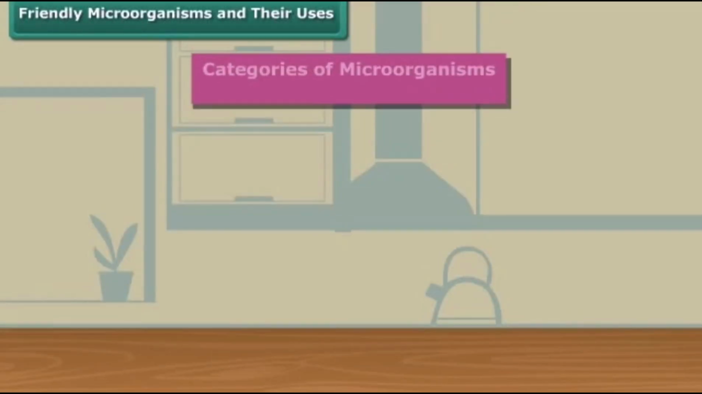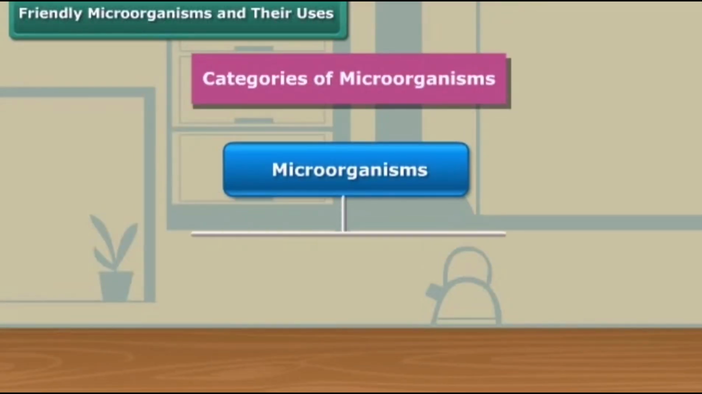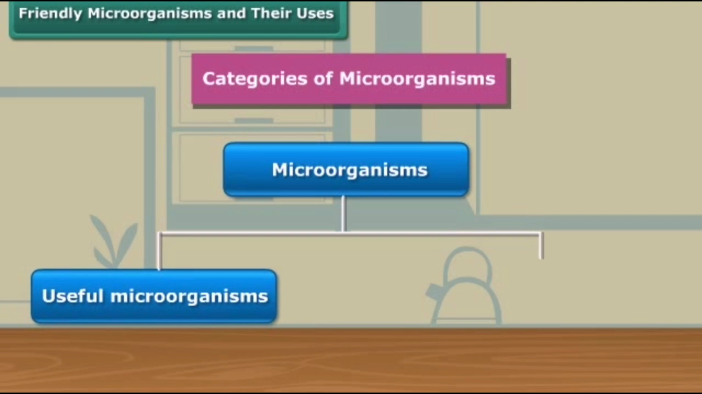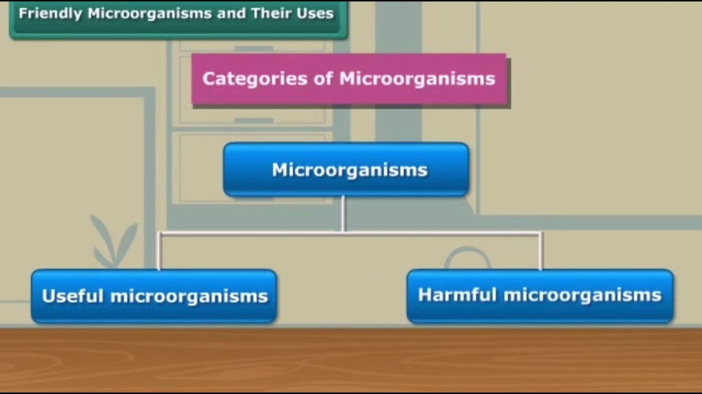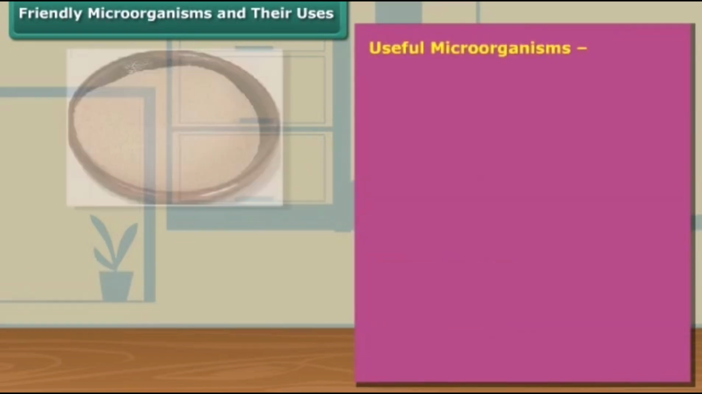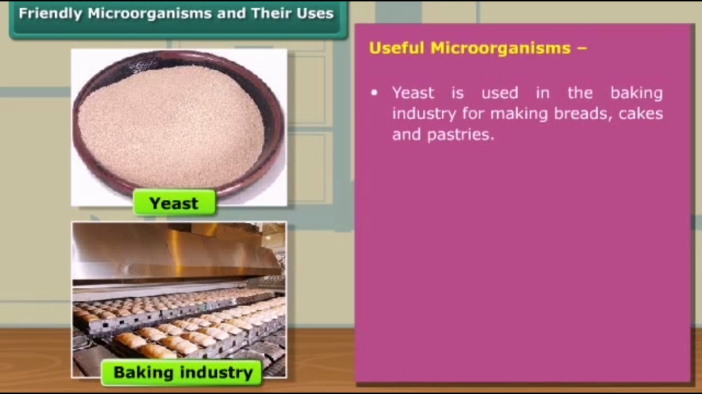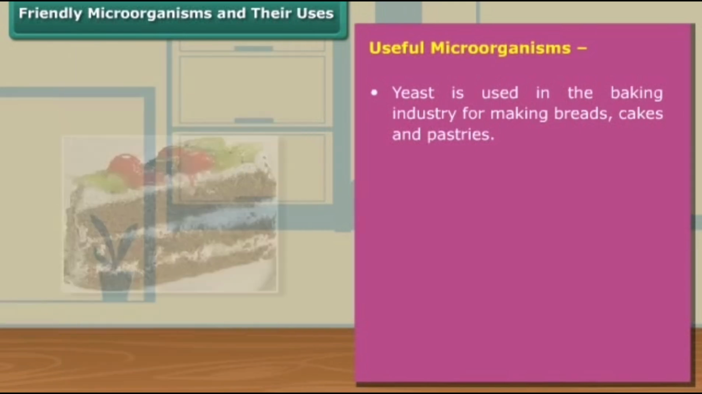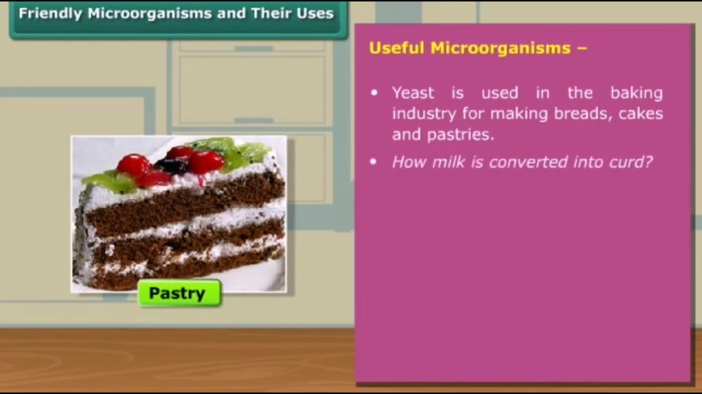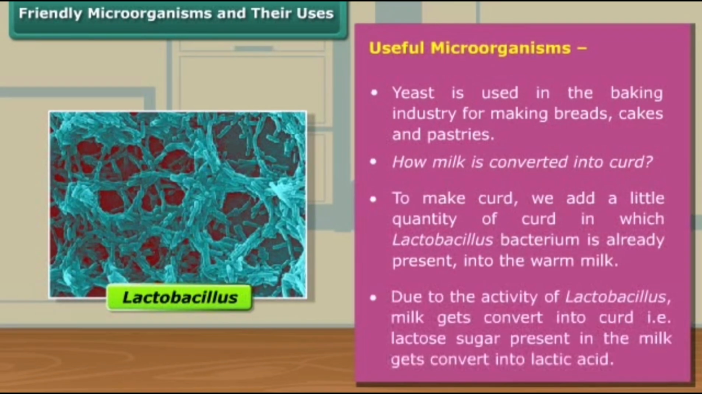Dear students, these microorganisms are broadly categorized into useful microorganisms and harmful microorganisms. Now we discuss the friendly activity of a microorganism in detail. One such friendly microorganism is yeast. Yeast is used in the baking industry and our homes for making breads, cakes, and pastries, etc. The bacterium Lactobacillus is useful to make curd from milk.